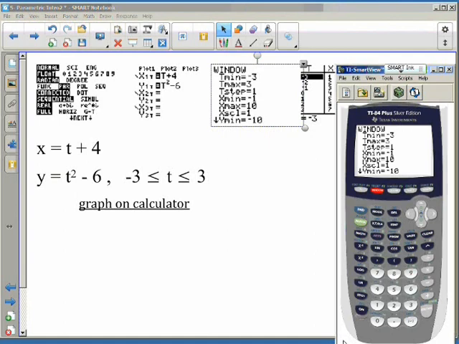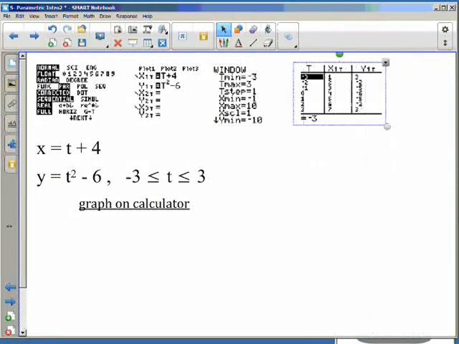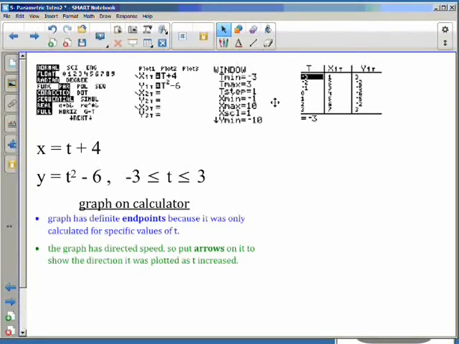And finally, if we wanted to look at a table, the table is going to look a bit different. You hit second graph, and you get a table like this. And I've got it right here. You can see from -3 to 3, I've got x and y values, and we've shown how to graph those. So to graph on a calculator, the graph has definite endpoints because it was only calculated for specific values of t. It's continuous. It fills all values between -3 and 3, but it doesn't go any further beyond that.